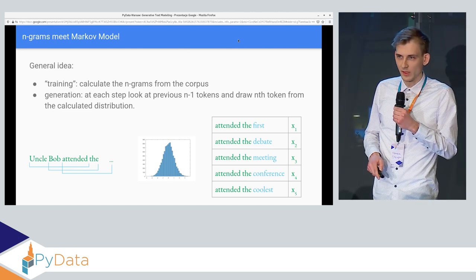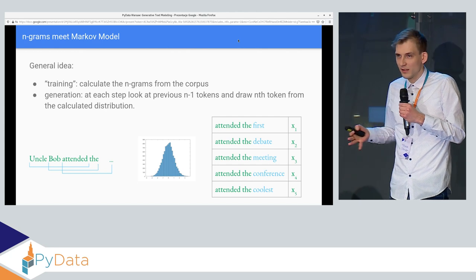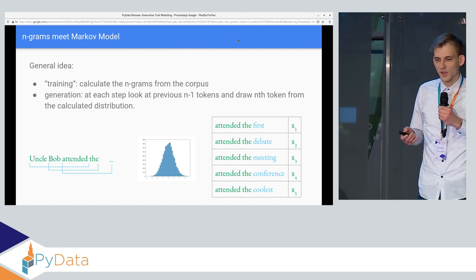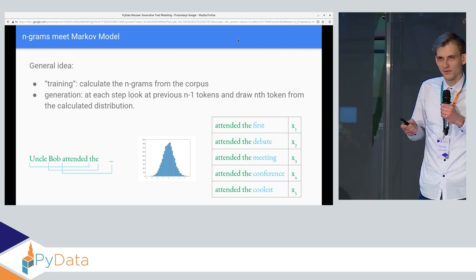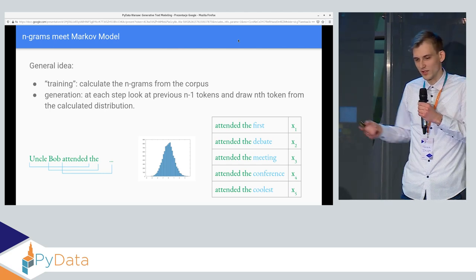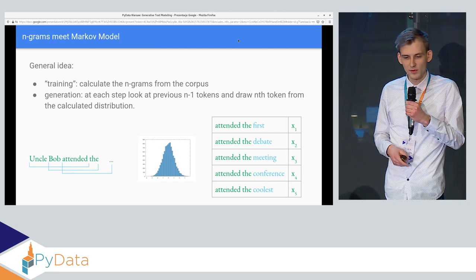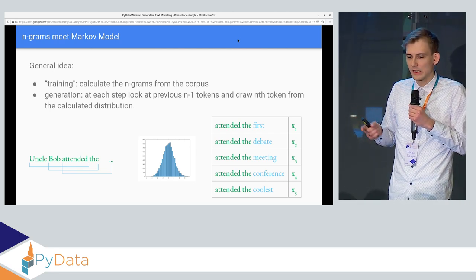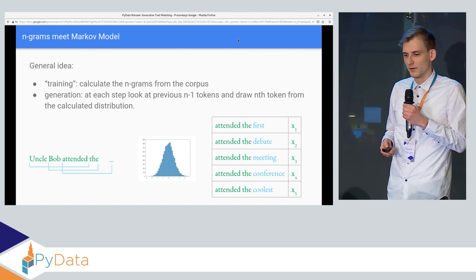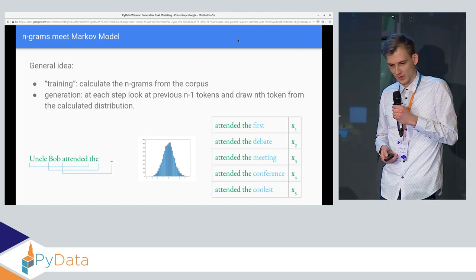But there is a problem. This doesn't really contain any meaning. If you make the n too small, you're not really creating sentences on any particular topic. You're just wandering randomly around your corpus. If you pick n that's too big, you are basically repeating the sentences from your corpus, which is also bad.